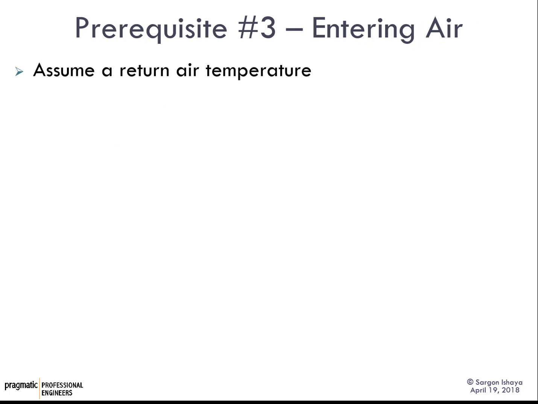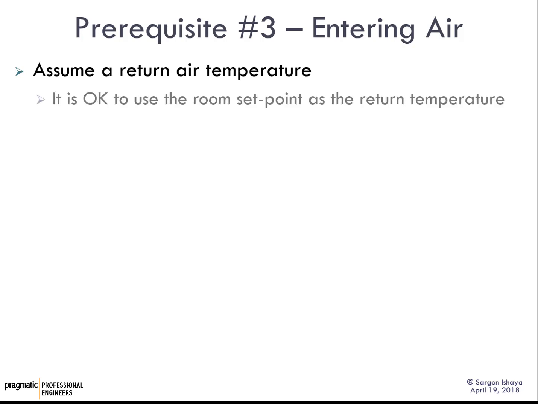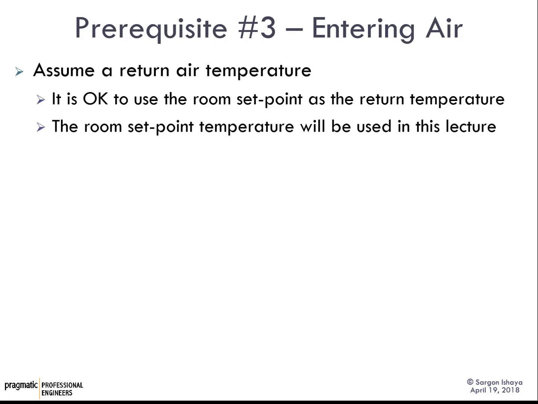So here's what we're going to do in order to calculate the entering air temperature going into the cooling coil of the air conditioning unit. We are going to assume a return air temperature, and it's okay to use the room set point as the return air temperature because the return duct is typically insulated, and so there's not a lot of heat gain as return air makes it back to the unit. Okay? If you want to be safe, you could probably add a degree or two to that. For the purpose of this lecture, we will use the room set point temperature as the return air temperature going back to the unit.